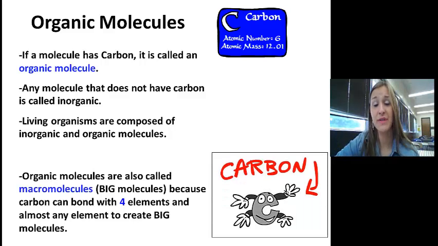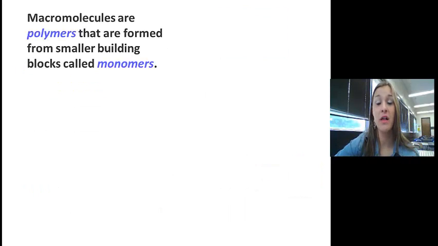So here's the reason why. Carbon can form 4 arms or bonds with other molecules. That means if I have a carbon right here, it can link up with another carbon and another carbon and another carbon and another carbon and another carbon and form this long chain of carbons. And form this big chain of carbons, this big molecule, a macromolecule. Now there are 4 macromolecules that we're going to be learning about.